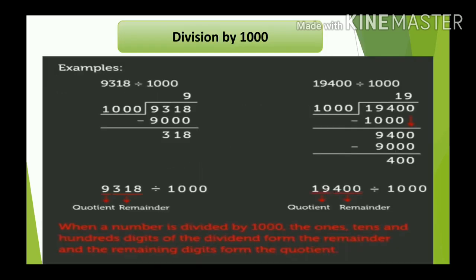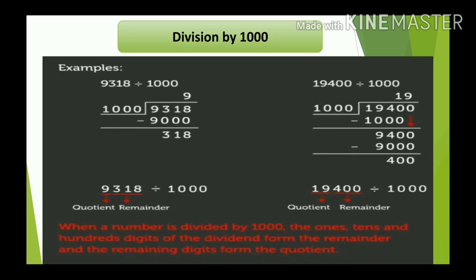Now the last one is division by 1000. Here also, similarly, you have to divide and see what the quotient and remainder are. First example, 9318 divided by 1000. After dividing we get 9 as the quotient and 318 as the remainder. Now here you can see in 9318, the last three digits, 318, become the remainder and 9 is the quotient.